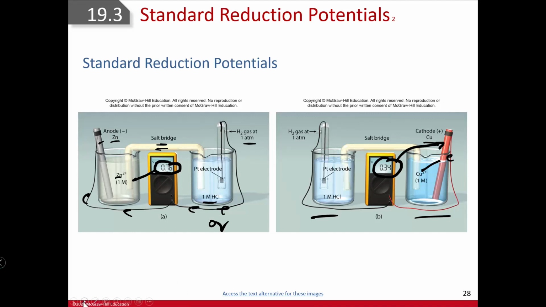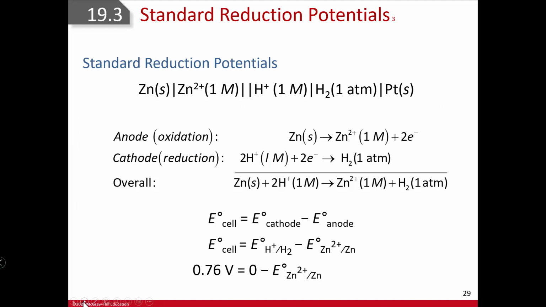And so here's what we got to do. So make sure you can write this structure and understand. Here's zinc, your anode. Here's your zinc ion solution. And then we have a salt bridge, and then we have the hydrogen ion solution. We have the hydrogen gas. That's another part of that standard hydrogen electrode. And then we have the metal there, the platinum.